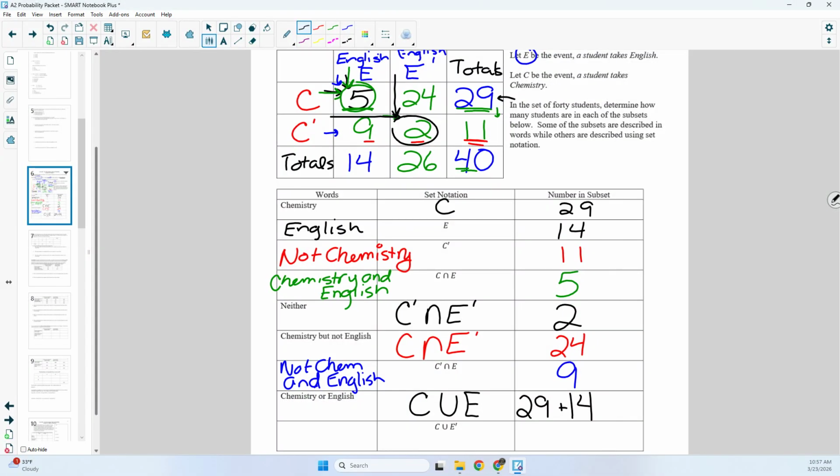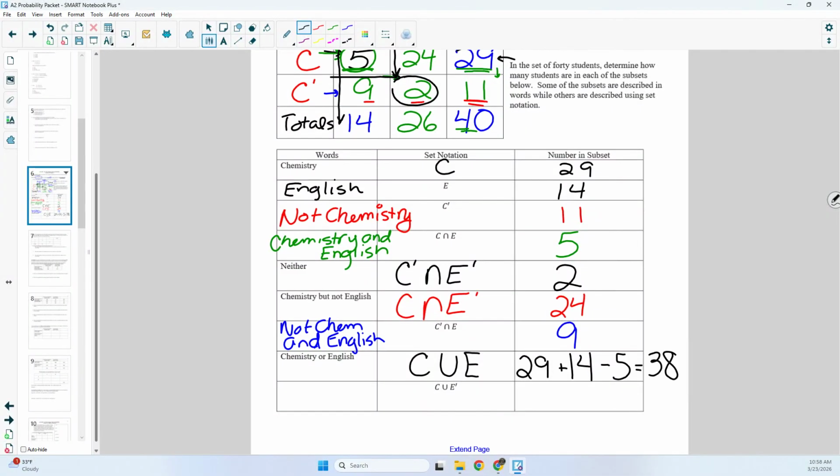The problem is if I add those up, that adds up to 43, and I don't even have 43 people in this questionnaire. So the problem is if I add up the 29 and the 14, I've counted the number 5 twice because 5 is included in the chemistry and the English. And I don't want to count people twice, so I have to subtract off the 5, which is their intersection. If I do that, I come down below the number that I should be, and I get 38. So most of the students are either taking chemistry or English.